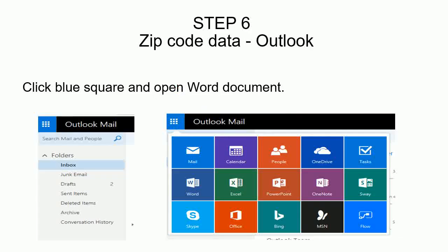Step 6. Click the blue square and open both the Word and Excel spreadsheets. Paste zip codes into Word for future reference. Also, create the following titles in the Excel spreadsheet. A column entitled Zip Codes. A column entitled Records. And a column entitled Absentee. Input all zip codes into cells under the column title Zip Codes.